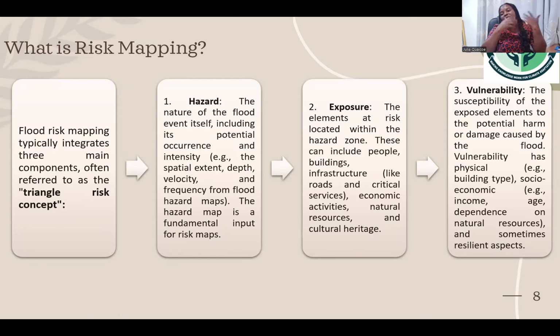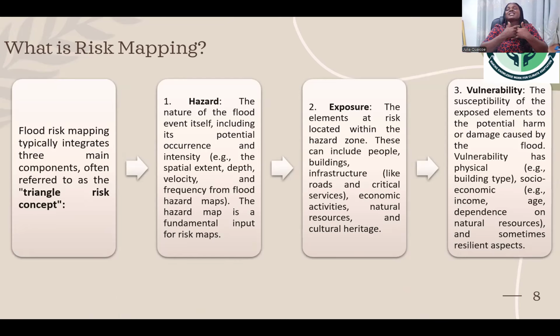what does it mean when we are talking about describing a hazard? The hazard simply looks at the nature of the flood event itself. All right. So the particular event which is likely to occur to cause those consequences is what we term as the hazard. So in this situation, what are we looking at?